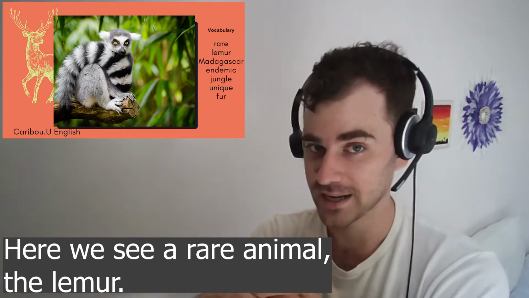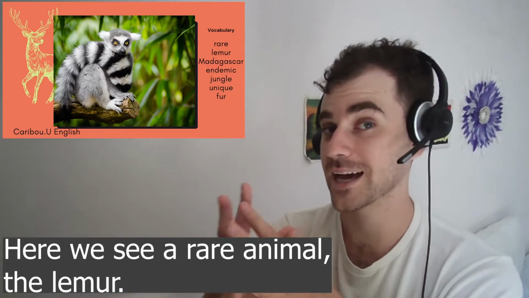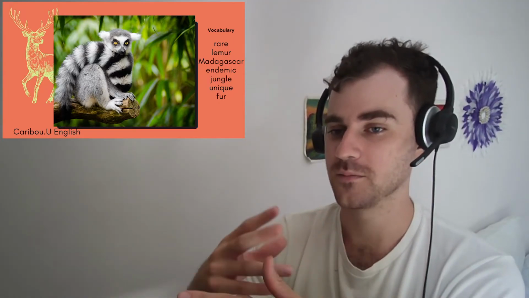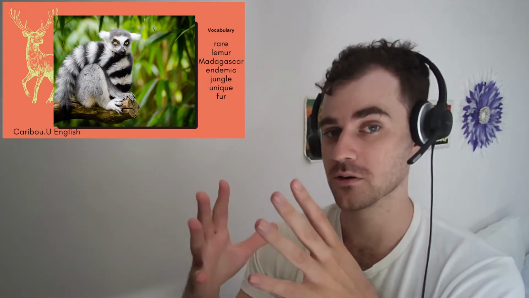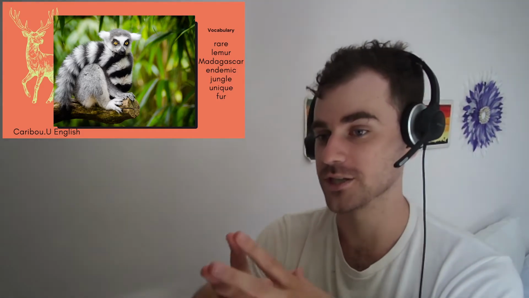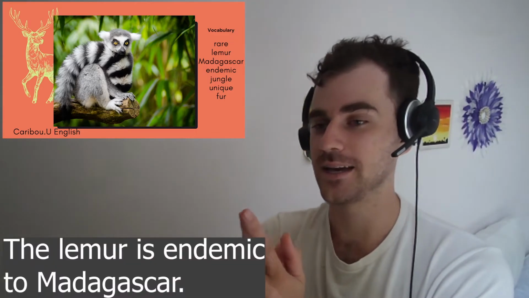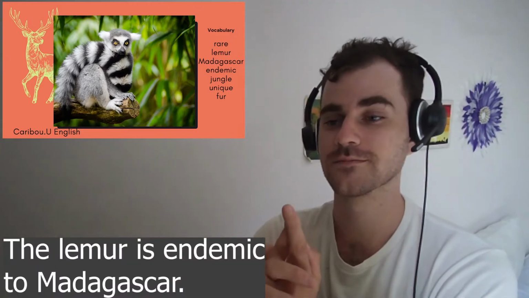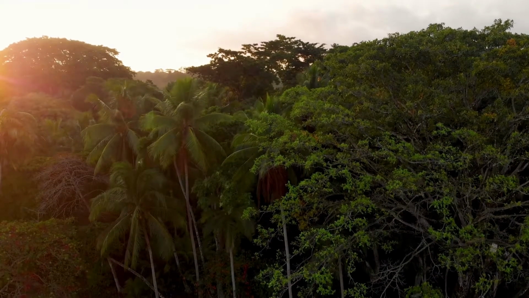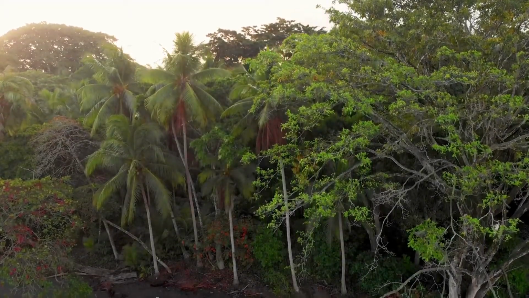Of course, it lives in Madagascar, and it only lives in Madagascar. So there's an adjective for that, endemic. Endemic means an animal or a plant which is only found in one country or region. So I can say the lemur is endemic to Madagascar. Jungle. That's the ecosystem for this beautiful lemur. The lemur lives in the jungle.